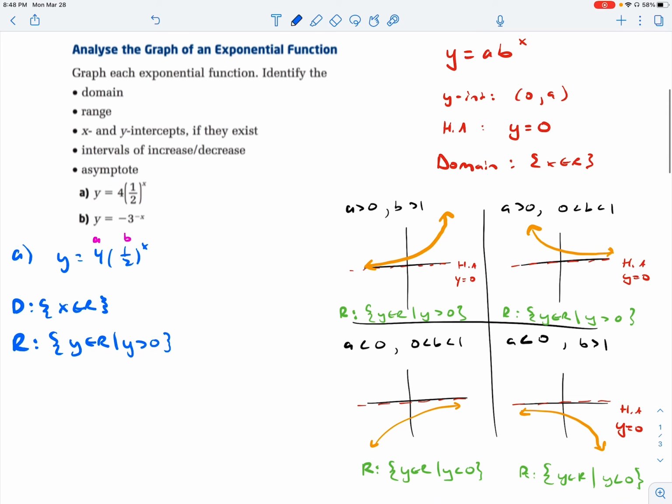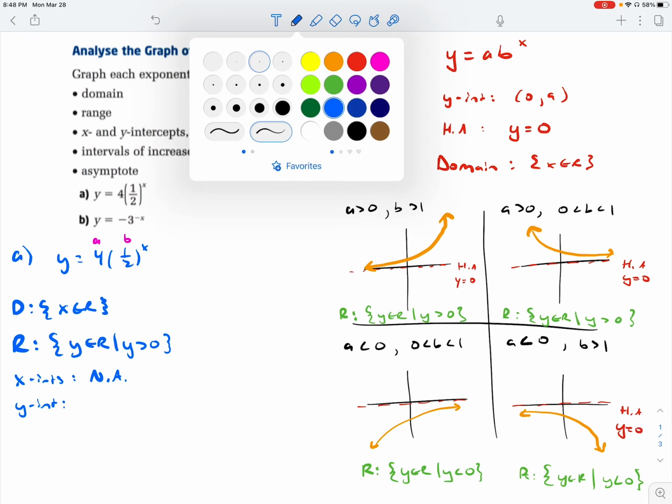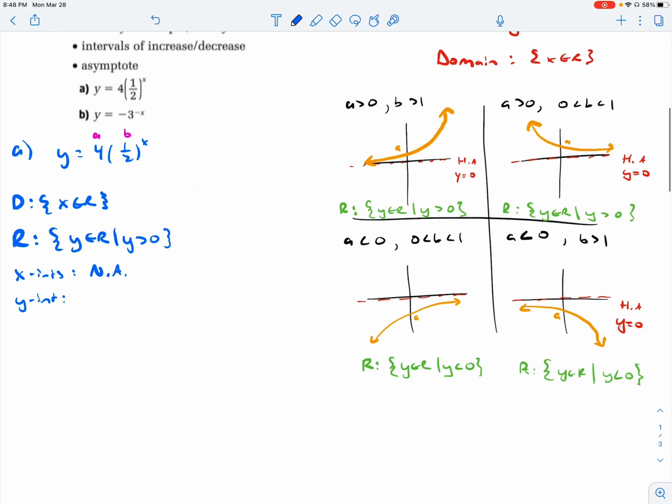Okay, next on the list, we need our intercepts. So are there going to be any x-intercepts? No, it doesn't cross. So x-intercepts, we're just going to write NA, not applicable. The y-intercept, there is one, and it's always going to be right here on the graph. What value is this? Well, this always works out to be A, right? That's our y-intercept. It's always the A value. So you could actually draw these in here. You could label them as A, the y-intercepts. Okay. All right, so we got 0, 4.